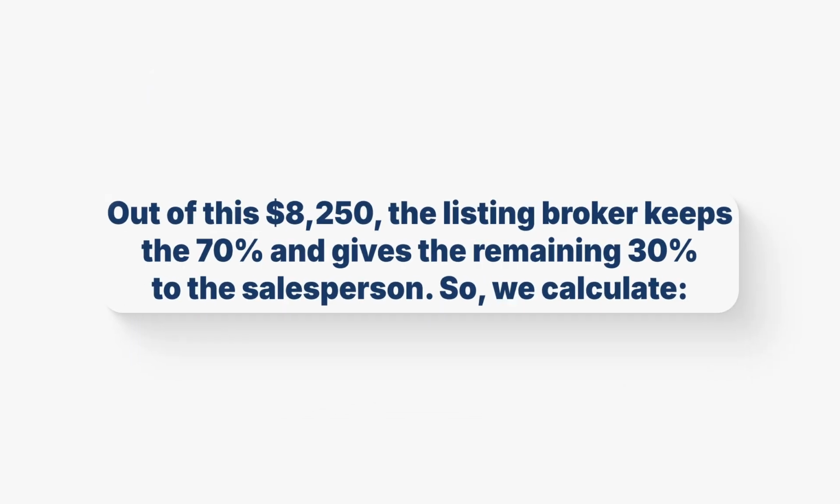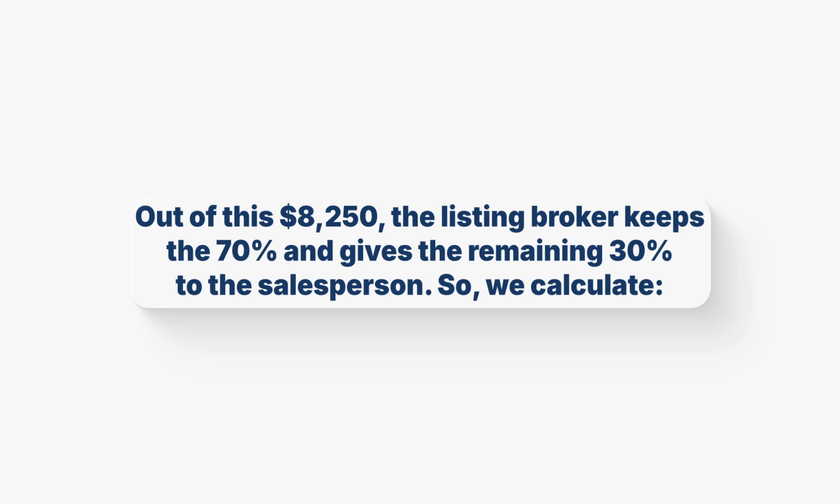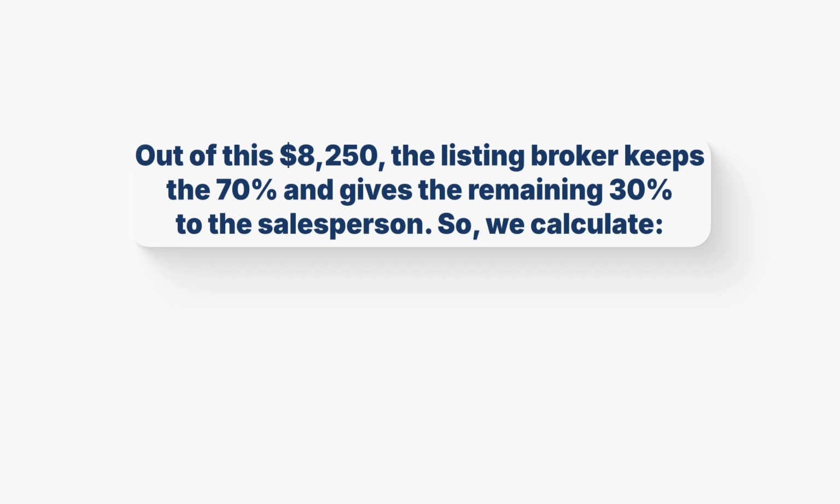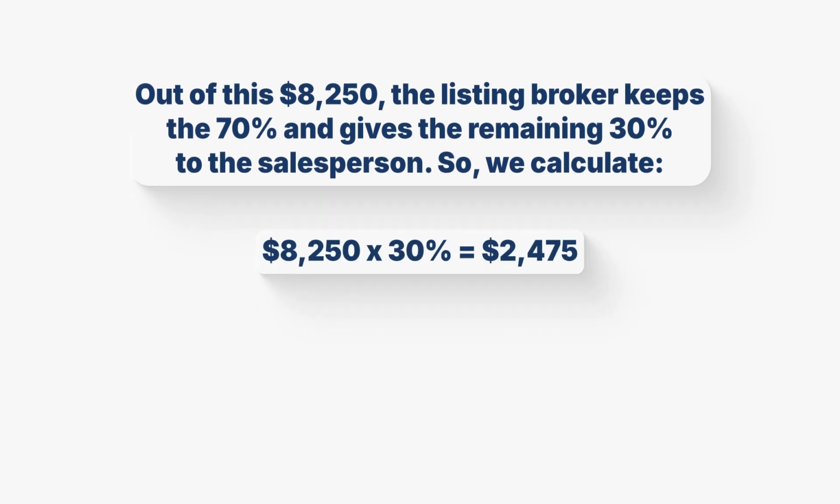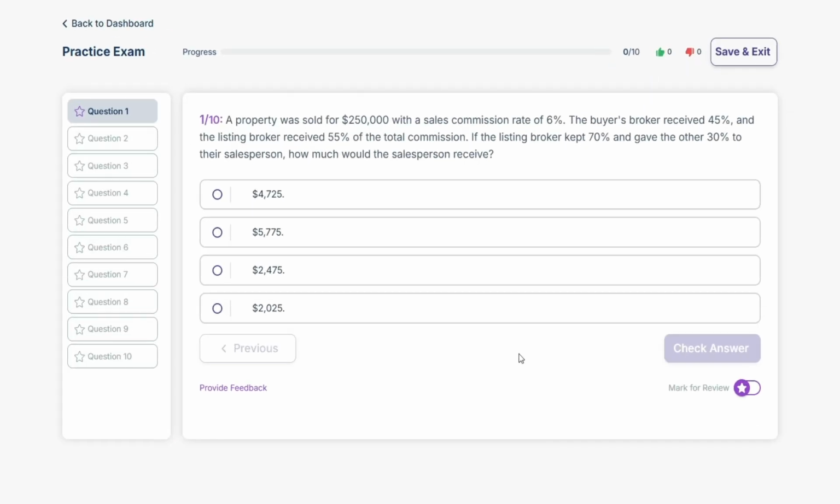$8,250. Out of this $8,250, the listing broker keeps the 70% and gives the remaining 30% to the salesperson. So we calculate $8,250 times 30% equals $2,475. So in the end, the salesperson would receive $2,475. So the correct answer is C.